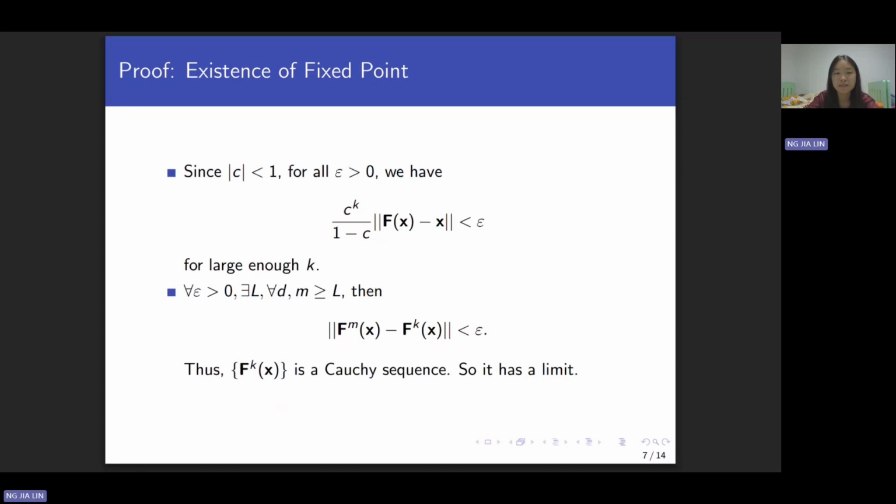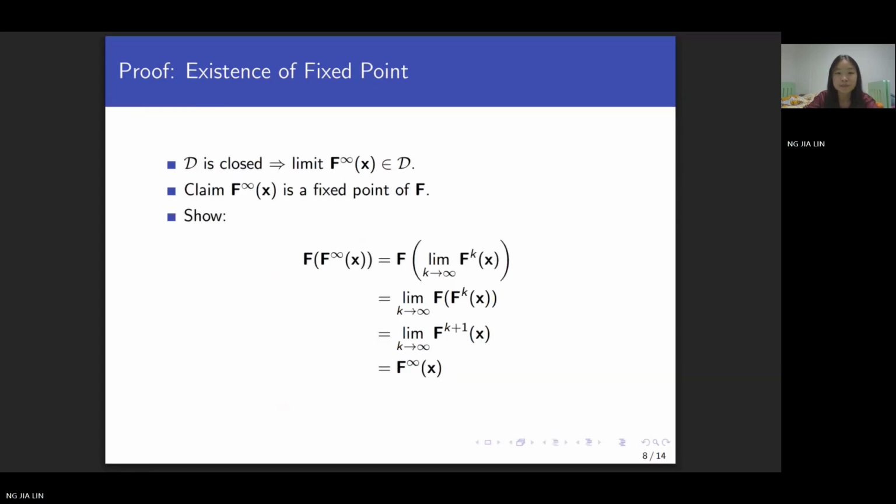Then it has a limit, and we can find a fixed point. Since we have the domain D to be closed, we define the limit to be f infinity x. It will be in the domain D as D is closed. And we claim that this f infinity x is the point we are finding, the fixed point of f. Then we want to show that by the definition, fu equals u.